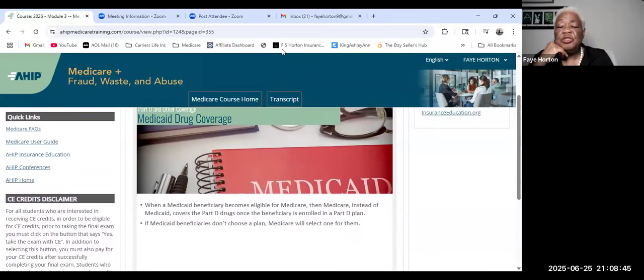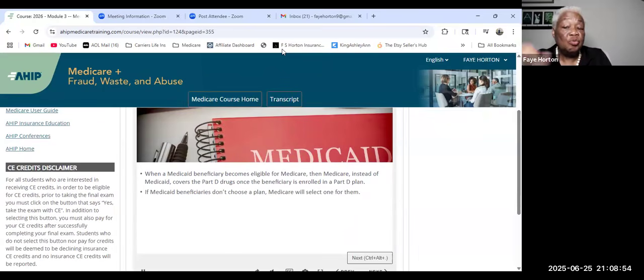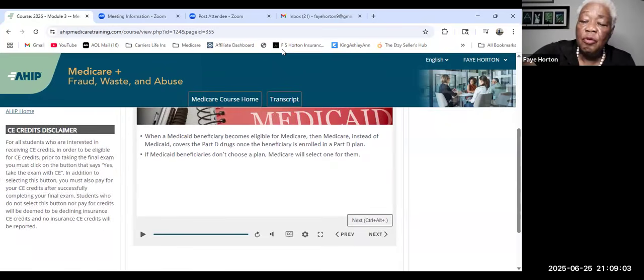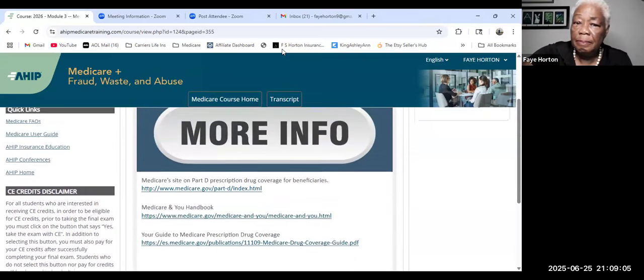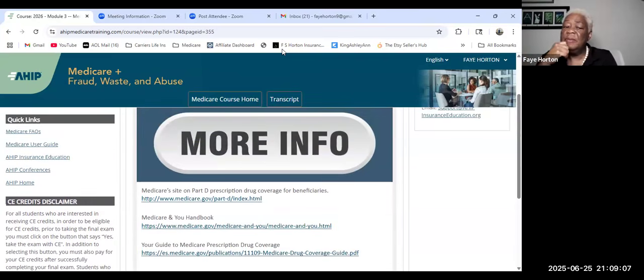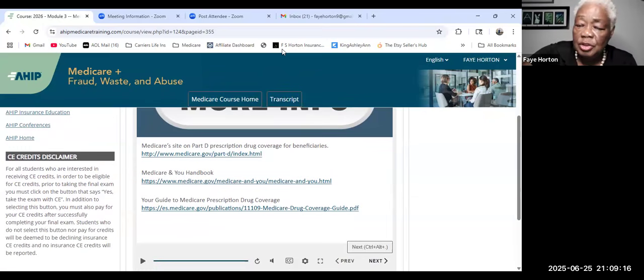When a Medicaid beneficiary becomes eligible for Medicare, then Medicare instead of Medicaid covers the Part D drugs once the beneficiary is enrolled in a Part D plan. If Medicaid beneficiaries don't choose a plan, Medicare will select one for them. More information can be gathered at medicare.gov, the Medicare and You Handbook, and also your guide to Medicare prescription drug coverage.